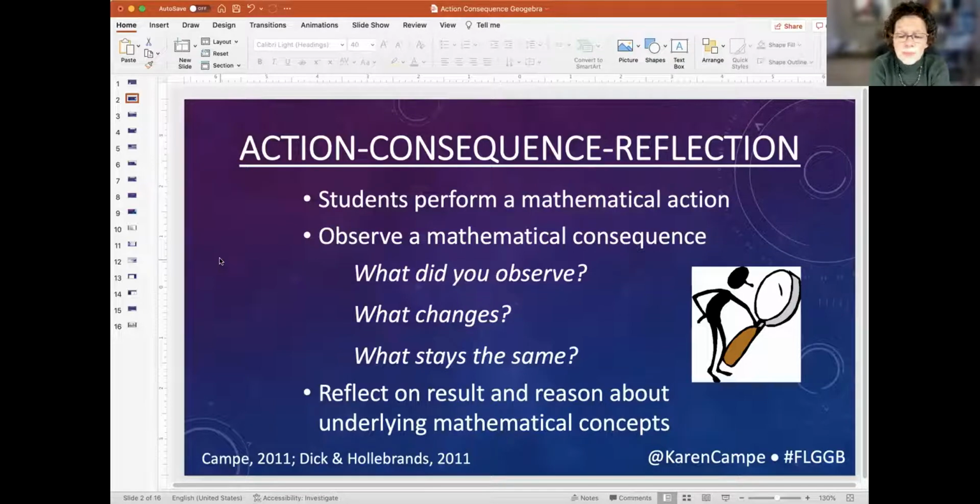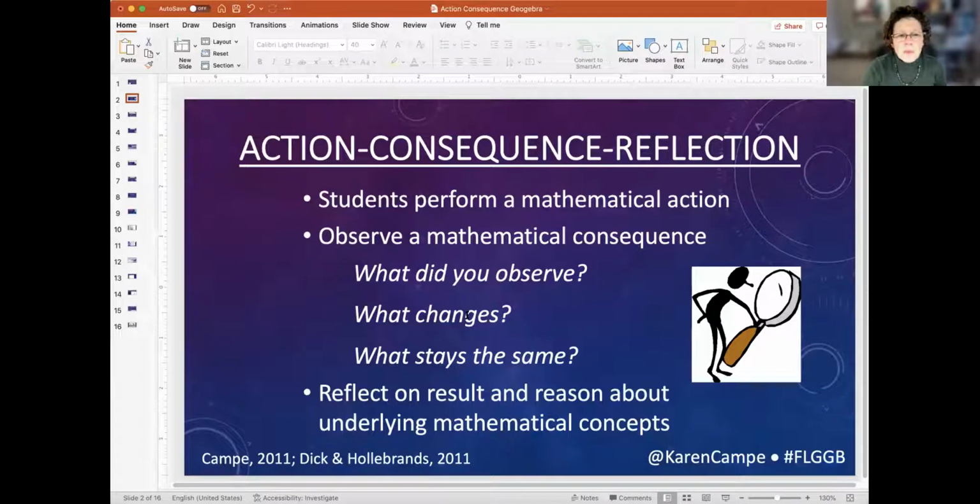With GeoGebra, we can do our mathematical actions. We can create a graph. We can use a slider to manipulate that graph dynamically. We can perform computations. We can drag a geometric figure. We can do different transformations. All of these are different types of mathematical actions.